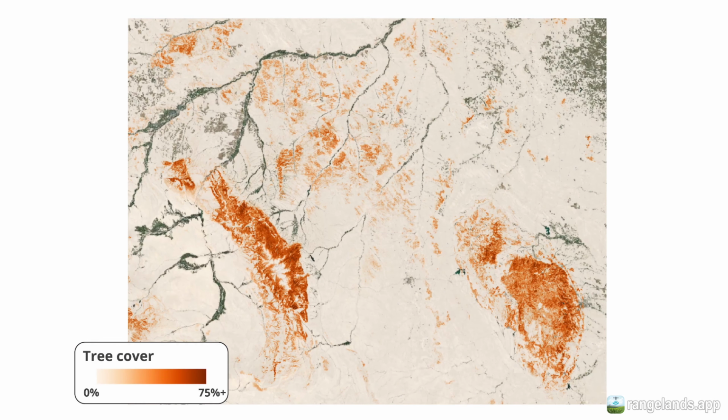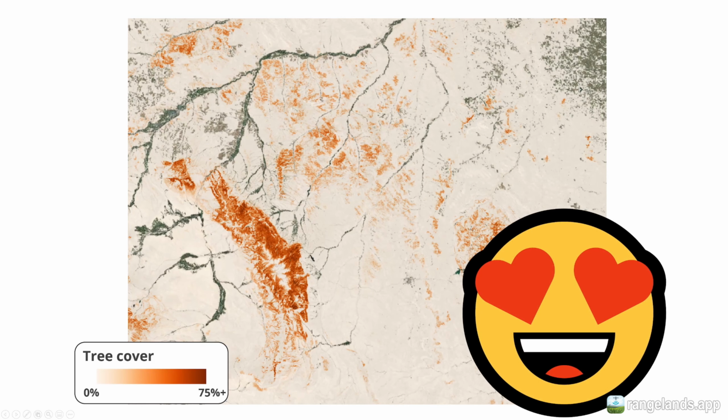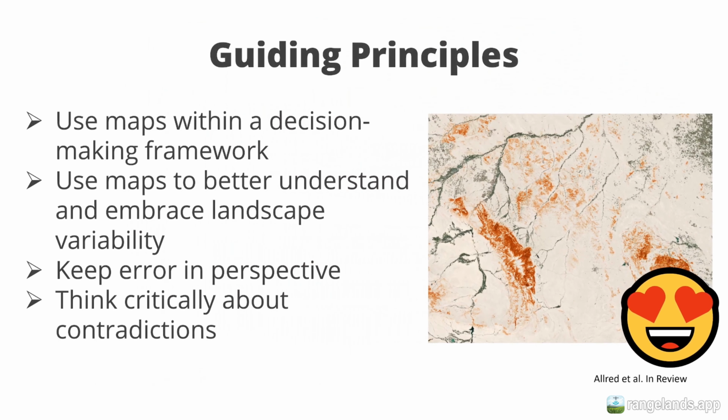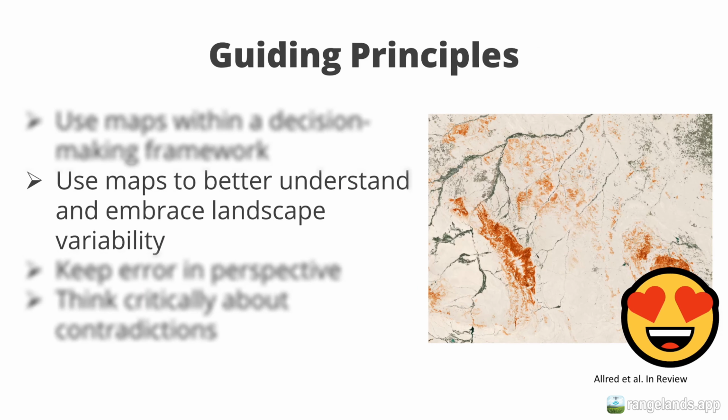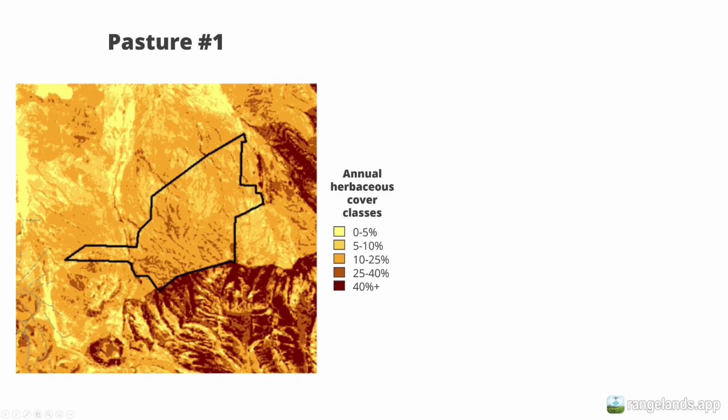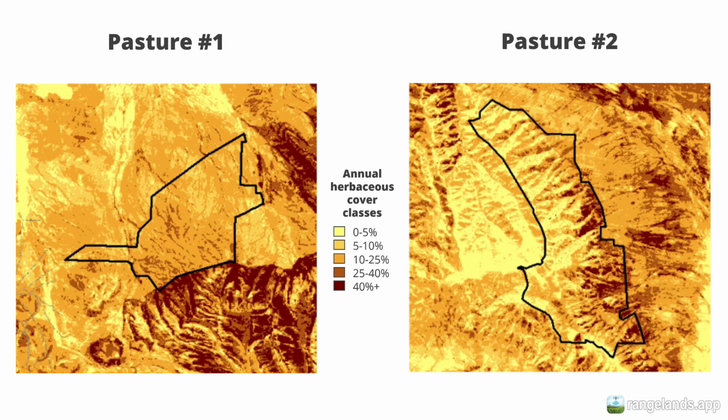The ability to understand and embrace landscape variability using the Rangeland Analysis Platform is such an important feature that we focus on it as a guiding principle for using RAP in rangeland management in each of our trainings. To explore this concept in more depth, consider these maps of two different pastures.